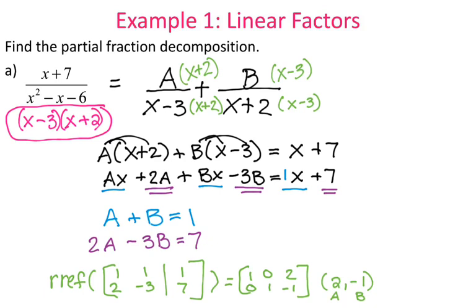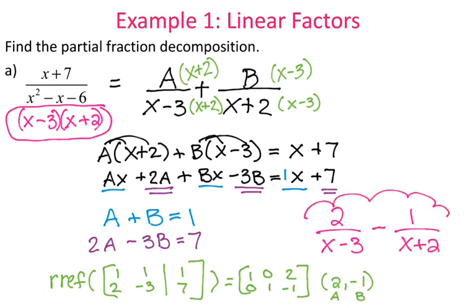So going back to the original problem, our goal was to figure out what A and B are so I can write out my fractions. So now that I know A is 2 and B is negative 1, I can write out my final answer. So that's 2 over x minus 3. And since B is negative 1, I'm going to do minus 1 over x plus 2. And that is your final answer for this problem.